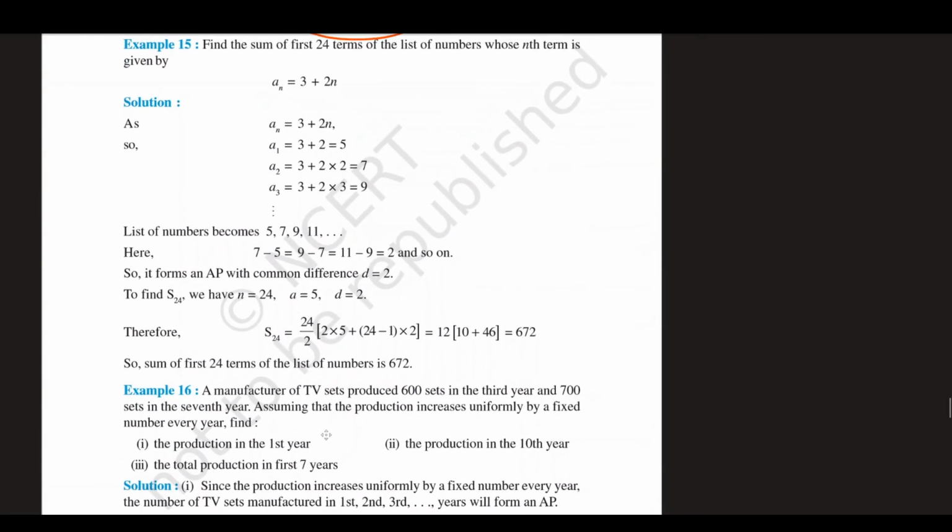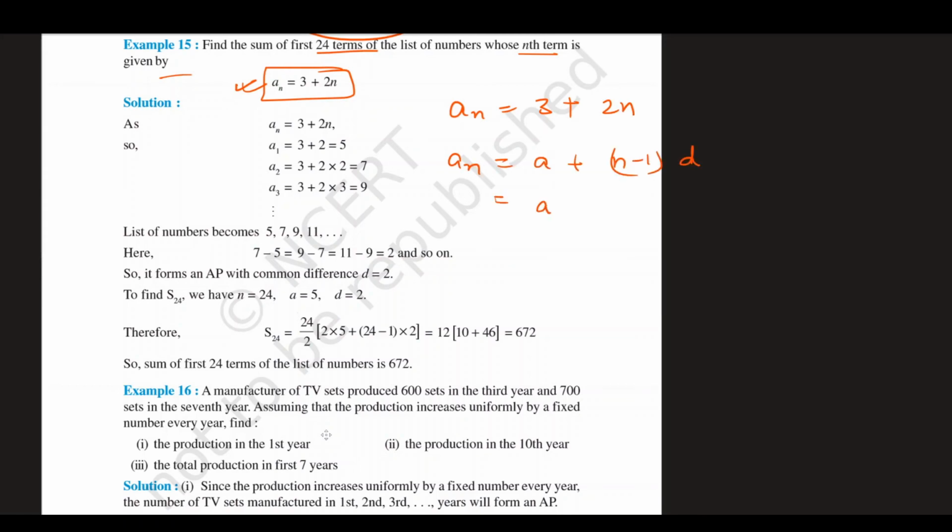So we have to find the sum of 24 terms whose nth term is given by an is equal to 3 plus 2n. Now we know that an is also equal to a plus n minus 1 into d, which can be written as a plus nd minus d, which can be rearranged as a minus d plus nd.